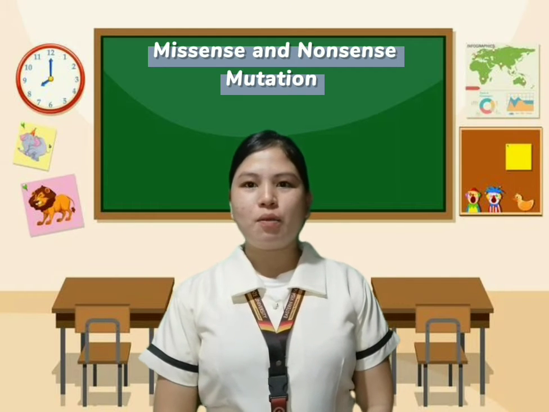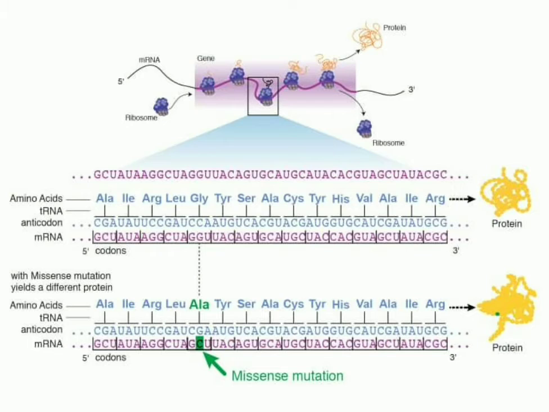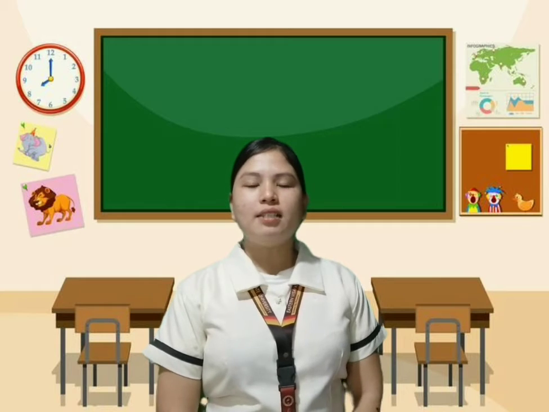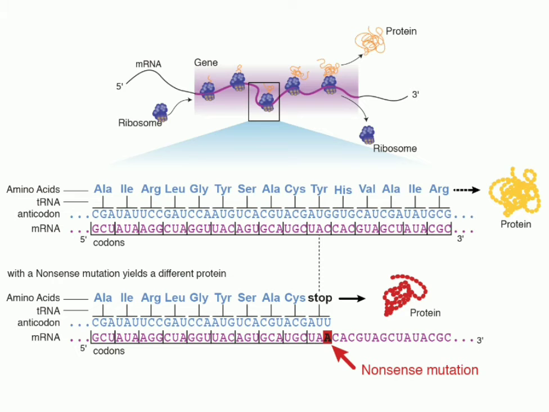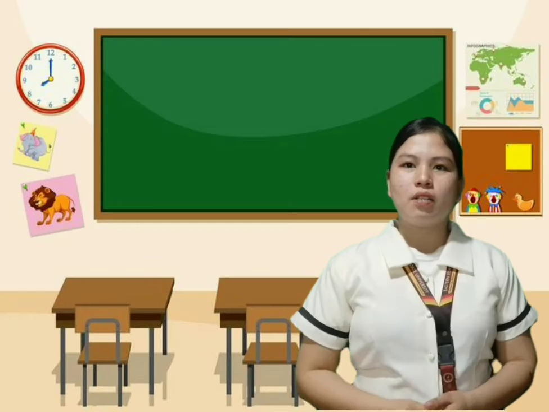Missense and nonsense mutations. A missense mutation is a mistake in DNA which results in the wrong amino acid being incorporated into a protein because of the change. That single DNA sequence change results in a different amino acid codon which the ribosome recognizes. A nonsense mutation is a genetic mutation in a DNA sequence that results in a shorter, unfinished protein product.